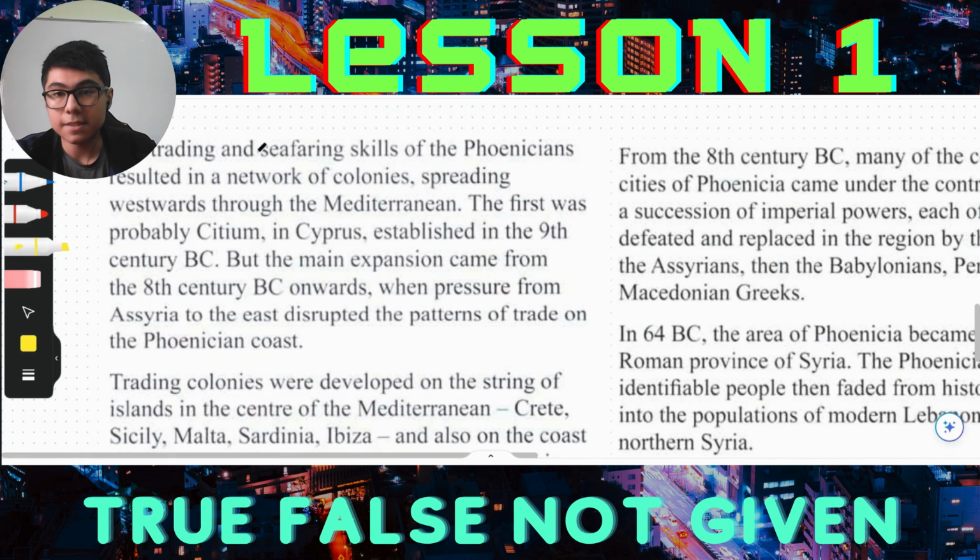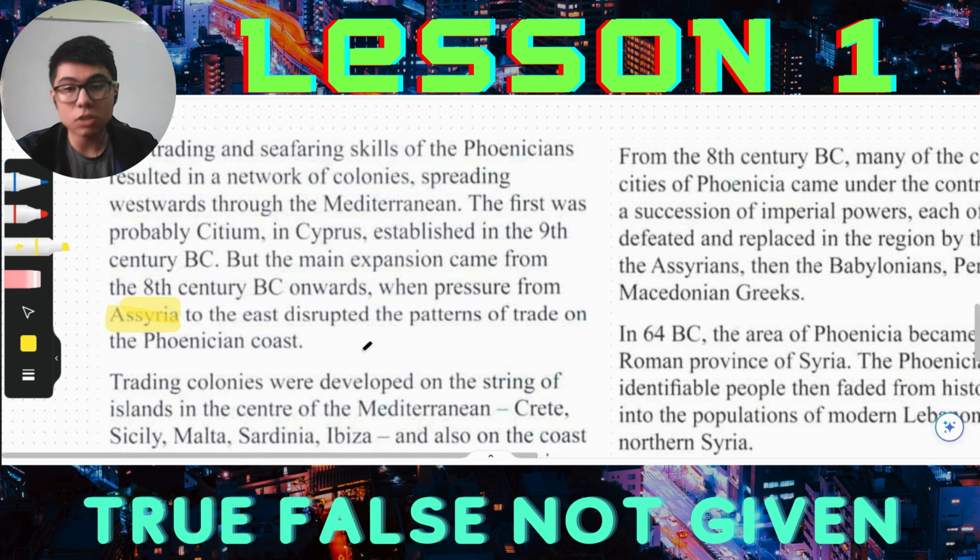The trading and seafaring skills of the Phoenicians resulted in a network of colonies spreading westwards through the Mediterranean. The first was probably Citium in Cyprus, established in the 9th century BC, but the main expansion came from the 8th century BC onwards when pressure from Assyria. So here we have Assyria, right? An unchangeable keyword that we had in question number 9, right? To the east disrupted the patterns of trade on the Phoenician coast.